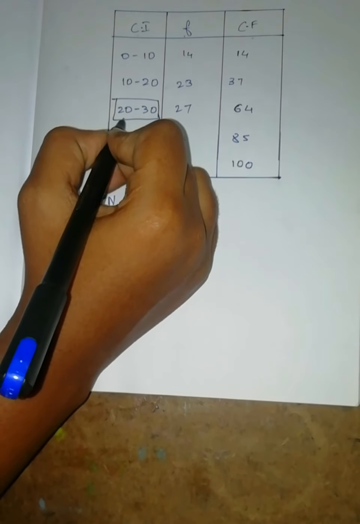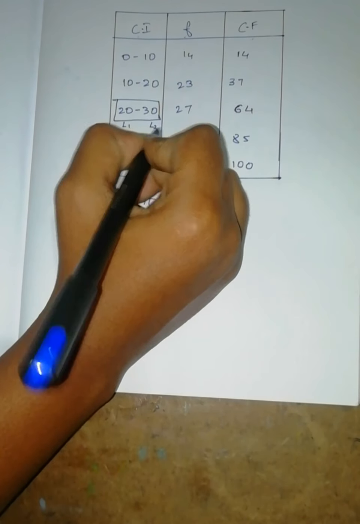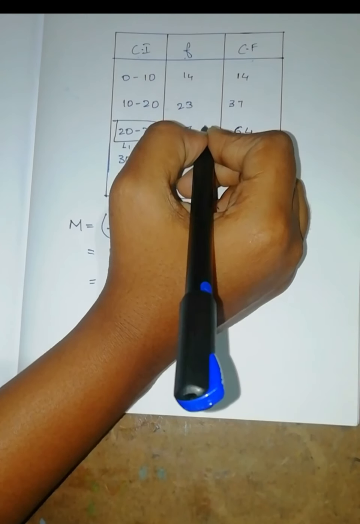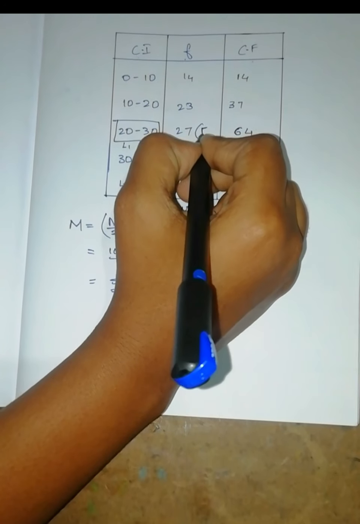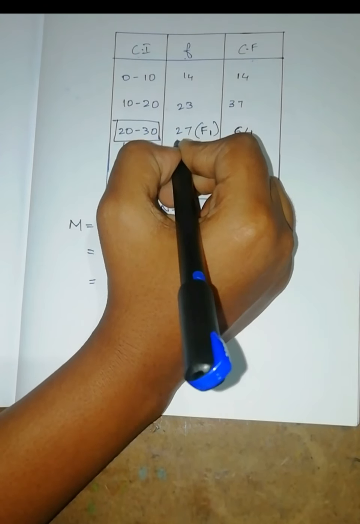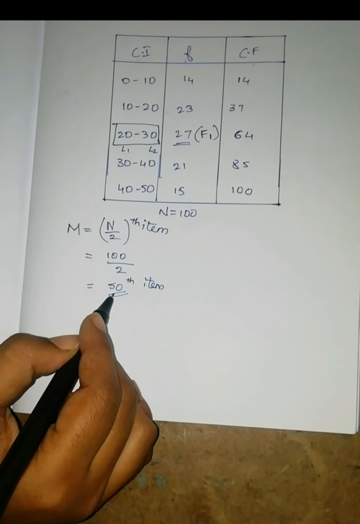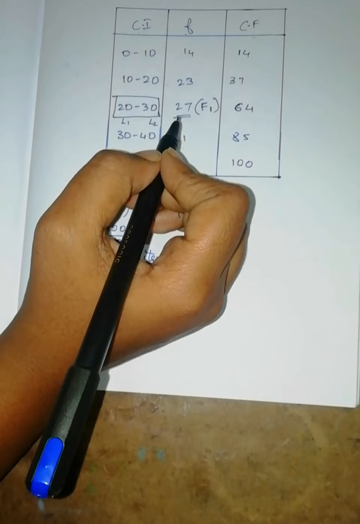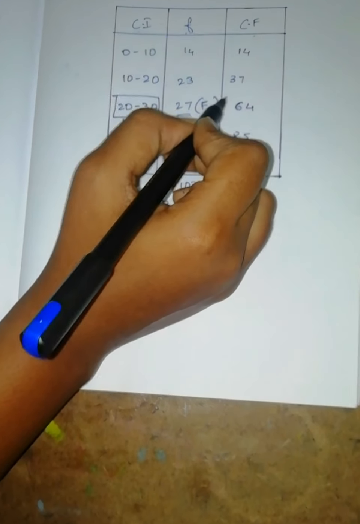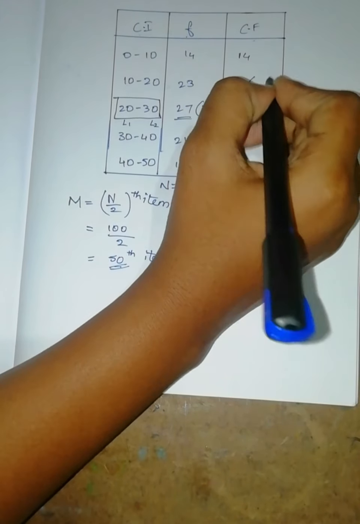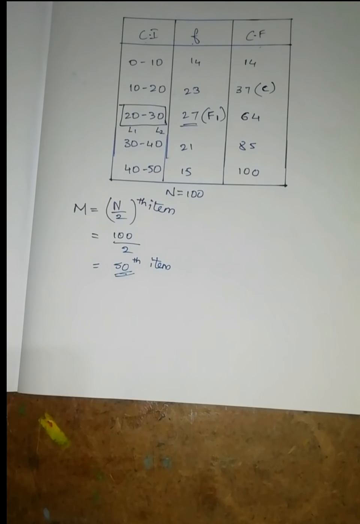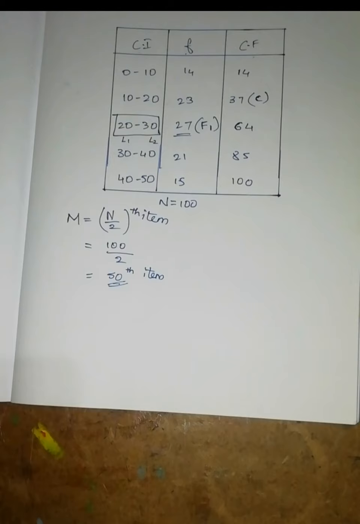Here this is L1, this is L2, and F1 is the actual frequency of the median class. M is the size of n by 2th item, which is 50, and C is the cumulative frequency of the class preceding the median class, which is 37. We have found out all the values which should be applied in the formula. Now let's apply the formula by using the values.